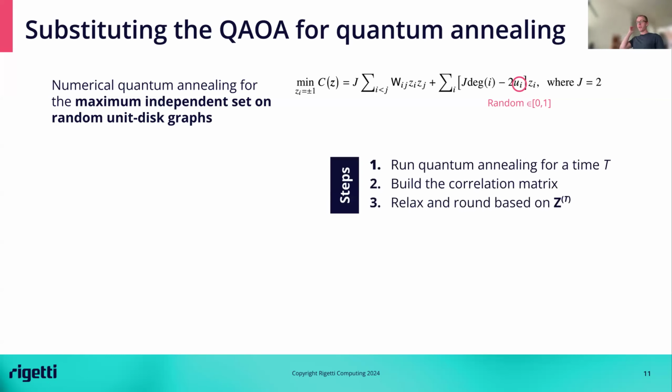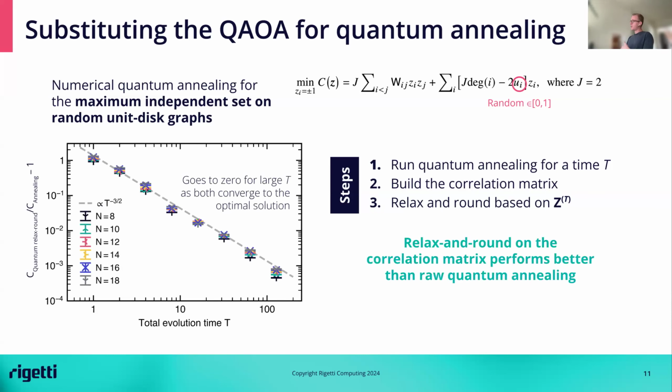So here's a different set of steps we perform. Run the quantum annealing algorithm for a total time t, and then we build a correlation matrix from sampling bit strings, and then we perform a relax and round step based on the correlation matrix. Now what I show is a plot with numerical data. So different symbols correspond to different problem sizes. The x-axis is the total evolution time t. The y-axis is the ratio of the objective value of the quantum relax and round and quantum annealing, minus 1.